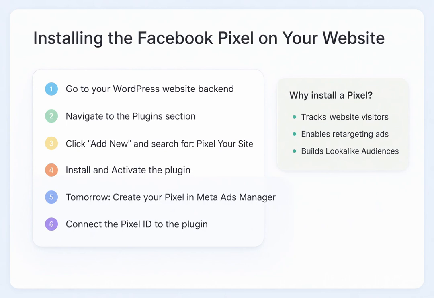Tomorrow, the class will go through creating the actual pixel inside Meta Ads Manager and connecting it to the plugin. But the instructor wants everyone to have the plugin ready so that when the pixel is created, it takes only a minute to connect. Why does the pixel matter? Because it tracks everyone who visits your landing page. That data lets you retarget those visitors with ads later, and it lets you build lookalike audiences, meaning Facebook finds new people who behave similarly to your existing visitors.